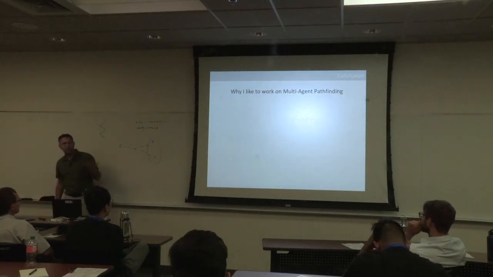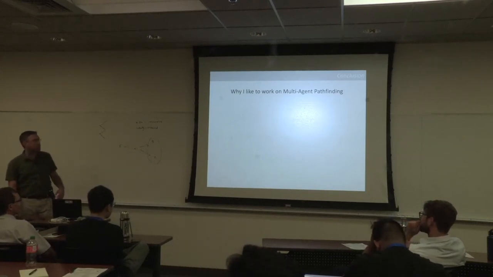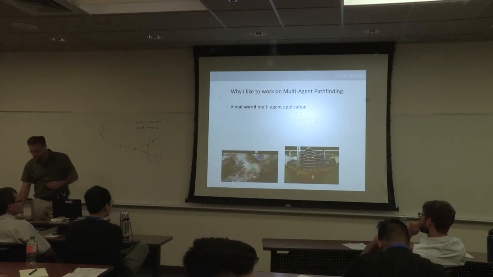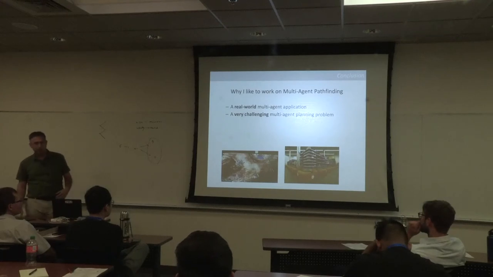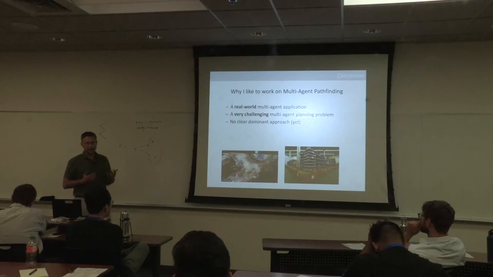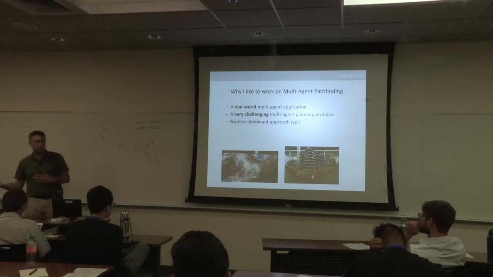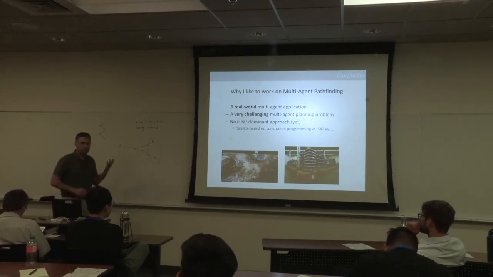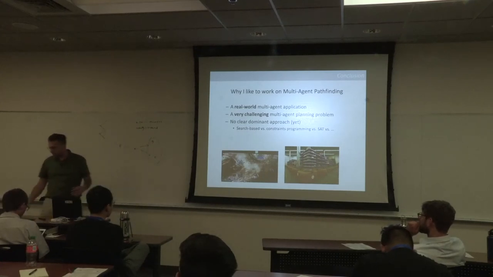Okay, so why I like to work on multi-agent pathfinding, and I think maybe Roman and Torsten also. First of all, this is a real world problem, as we already talked about. On the other hand, it's very challenging, a challenging real world multi-agent planning problem. And the other reason is that there is no clear dominant approach. For me, it's very cool because I can do some search work, some compilation work, some SAT solving, and all of these are valid approaches for solving this problem. So it really opens you to different approaches, and you can play with them.